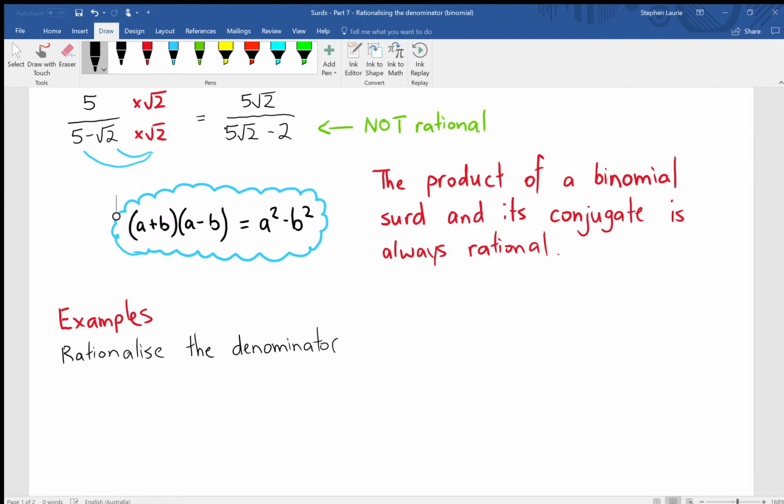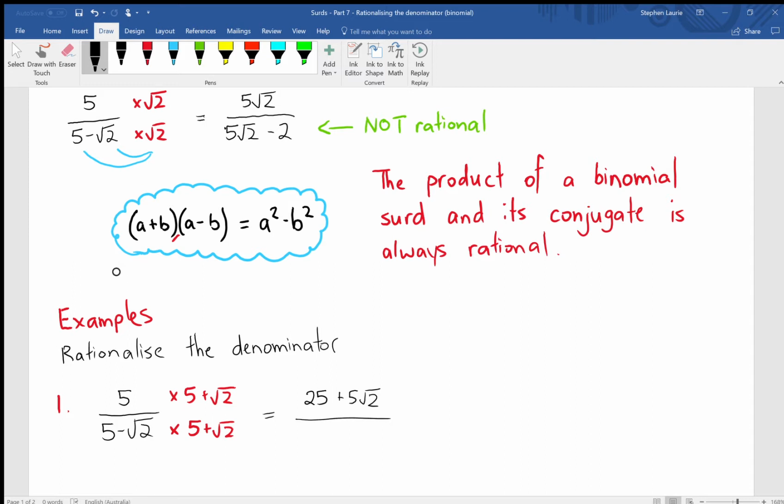Alrighty, so example 1. No surprise, 5 over 5 minus root 2. Let's multiply it by the conjugate, 5 plus root 2. And whatever we do to the bottom, we do to the top. Alrighty, what do we get? Well, on the numerator, we have 5 times 5, which is 25. And we have 5 times root 2, which is 5 root 2.